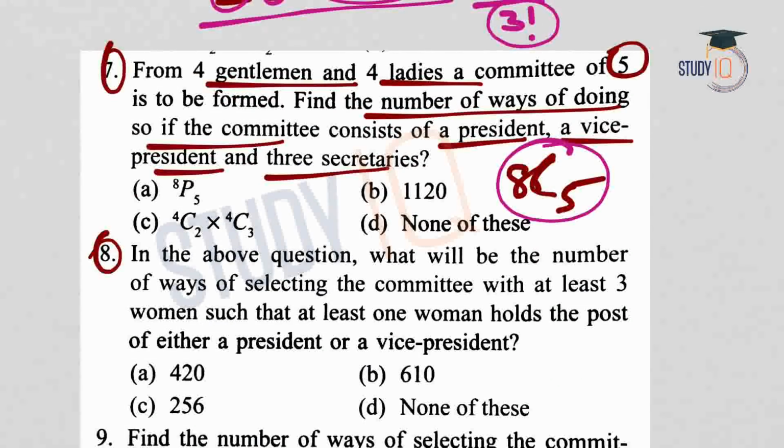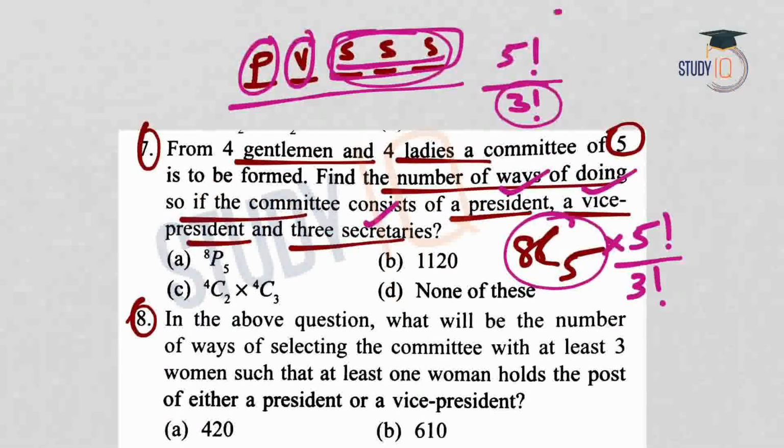8C5 ways you select 5 persons, and after that selection what you need to do is create the president, vice president and 3 secretaries posts out of these 5 persons. Or you need to arrange these 5 persons as president, vice president and secretary, out of which 3 are similar. So arrange them, obviously 5 factorial, but since 3 posts are similar, divide by 3 factorial. Why and how, you can clearly see here.